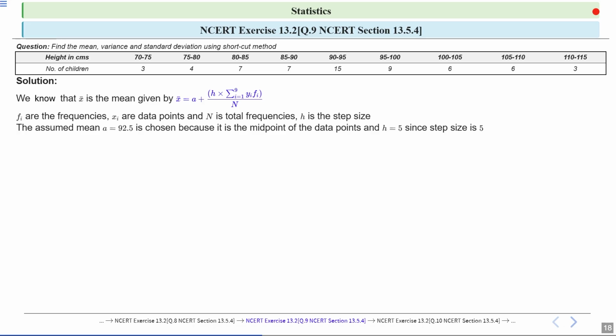Now let's choose our assumed mean and step size. We will take a equal to 92.5 since this value is the midpoint of the data, and h equal to 5 since each class interval is 5 centimeters wide. So we have chosen a equal to 92.5 and h equal to 5.